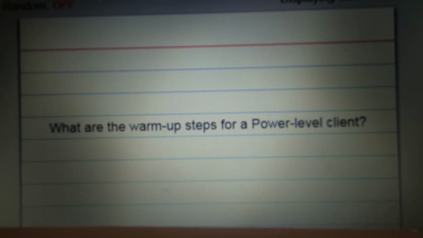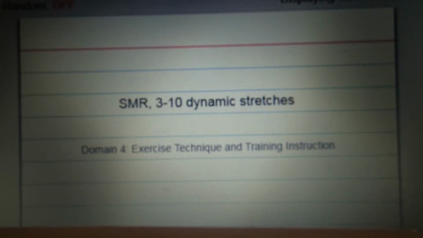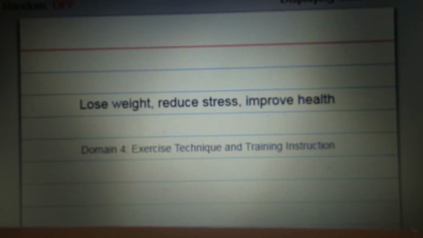What are the warm-up steps for a power level client? SMR, 3 to 10 dynamic stretches. What are 3 reasons to perform cardiorespiratory exercise? Lose weight, reduce stress, and improve health.